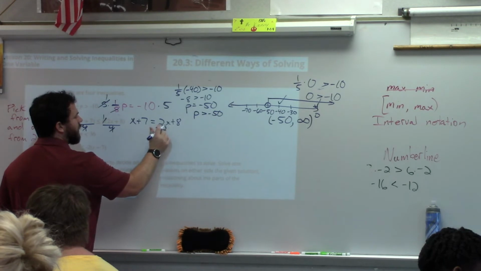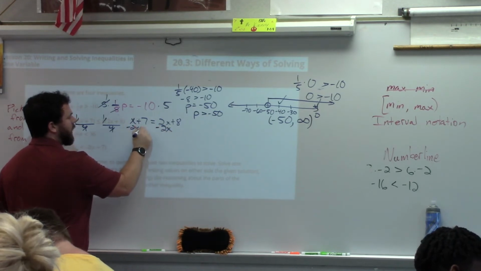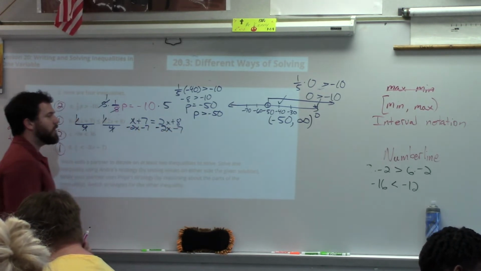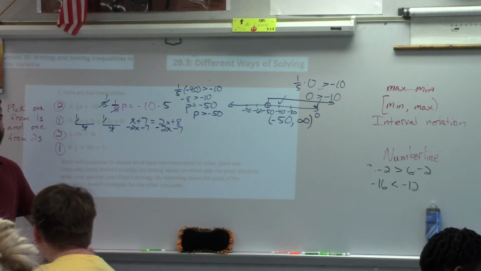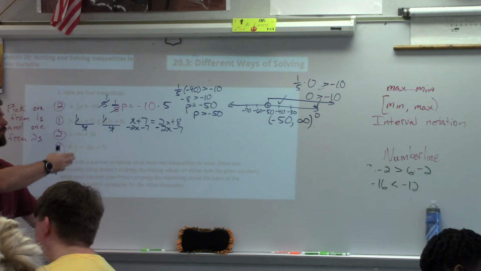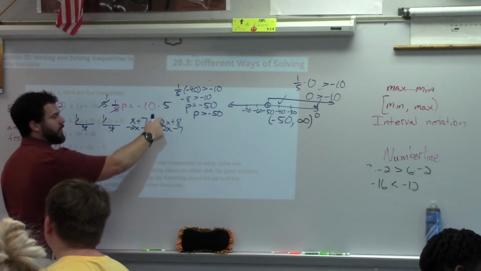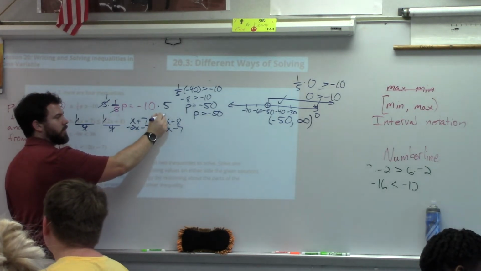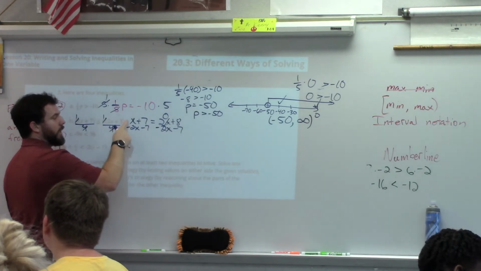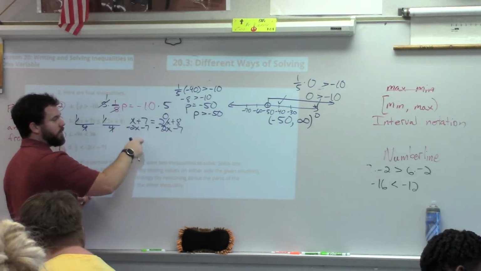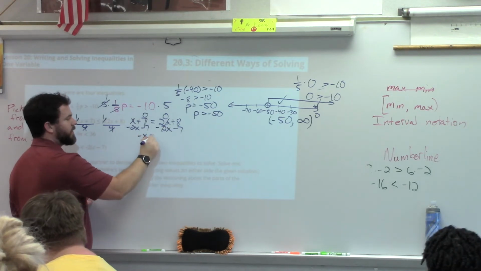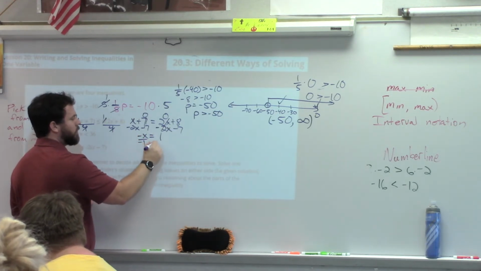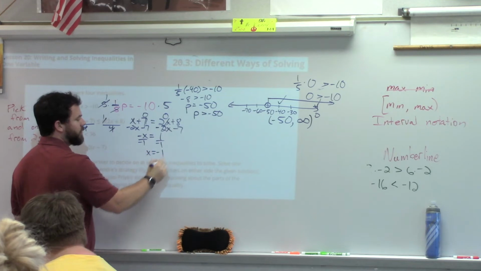I'd probably subtract 2x. I would subtract 7 in the same step. Notice I can do multiple properties of equality at the same time, because what is 2x minus 2x? 0. And as long as I do it to the other side, I'm good. What's 7 minus 7? As long as I do it to the other side, I'm good. So negative x is equal to 1. x is equal to negative 1, right?